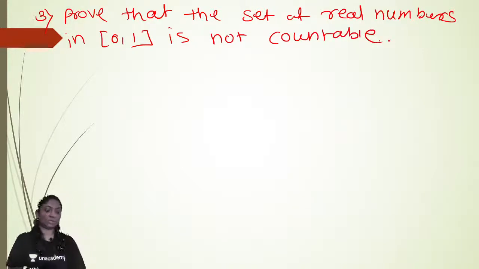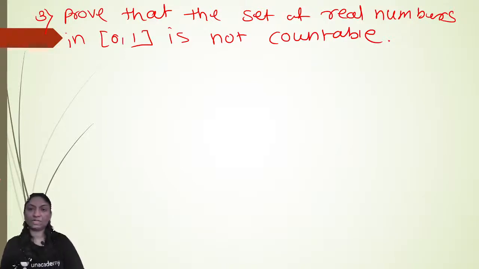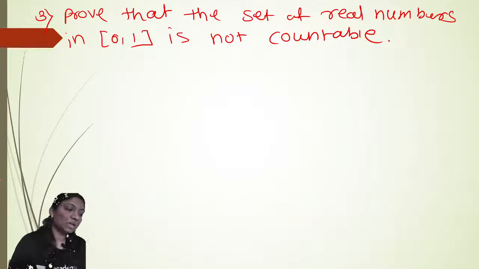The set of rational numbers in the closed interval [0, 1] is countable, but the set of real numbers in the closed interval [0, 1] is not countable. Okay, so to prove this, take any real number between 0 and 1.